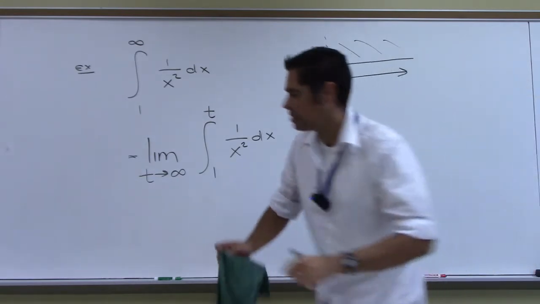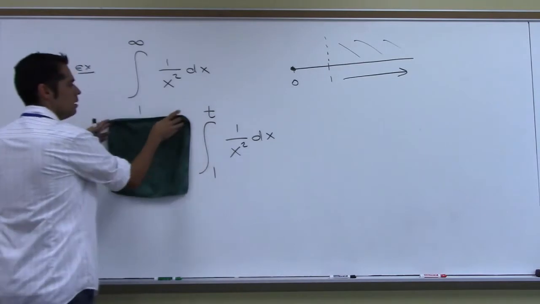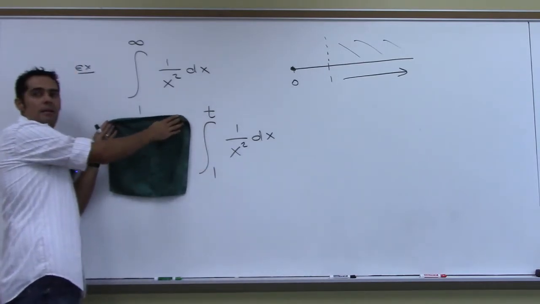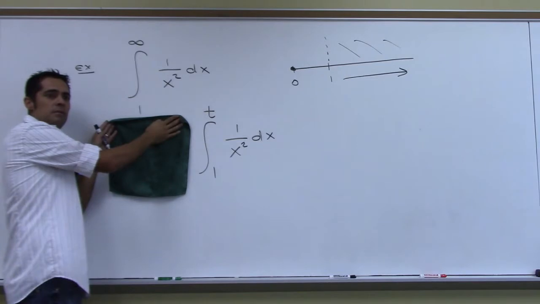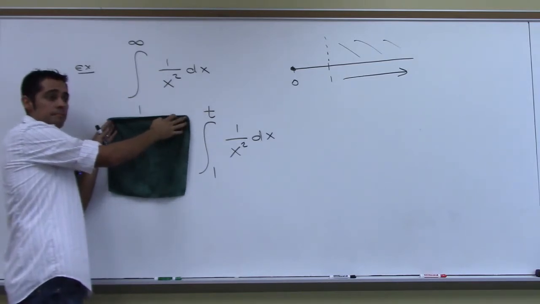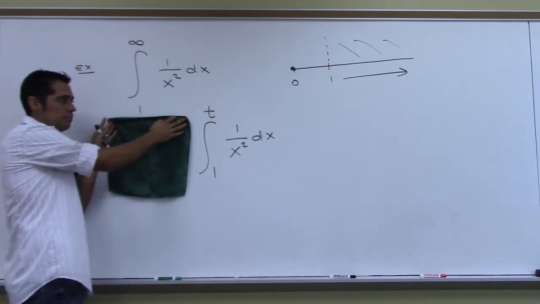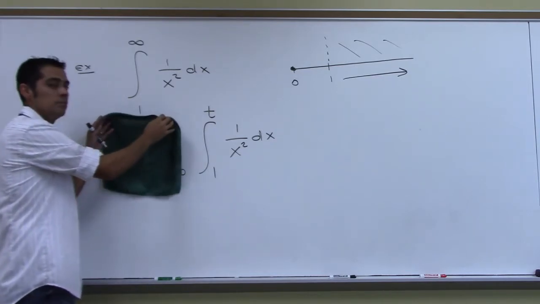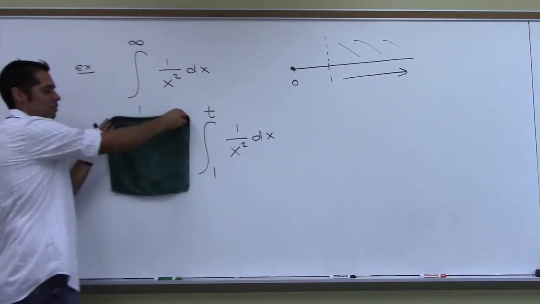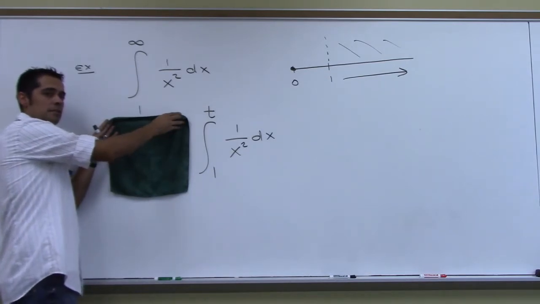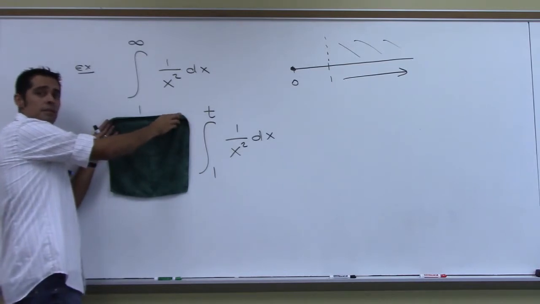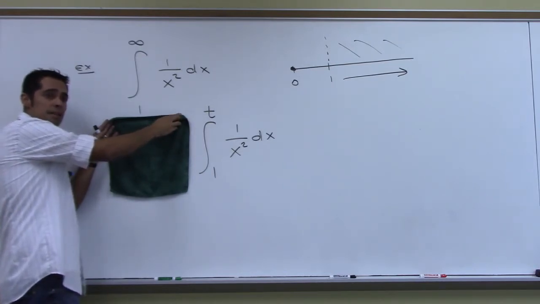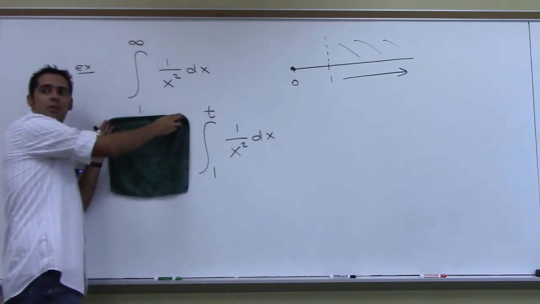If I don't put this limit here, right? If I don't put that limit right there, what does that represent? Geometrically, what is that? Geometrically, what does that represent? The area underneath that curve from 1 to t. And t would stop somewhere, right?